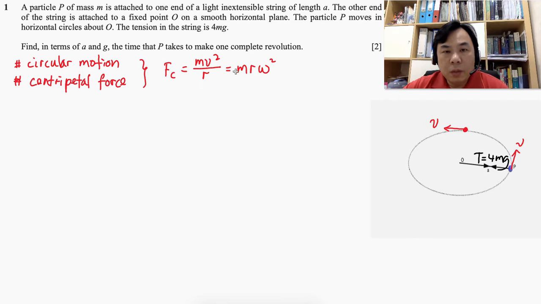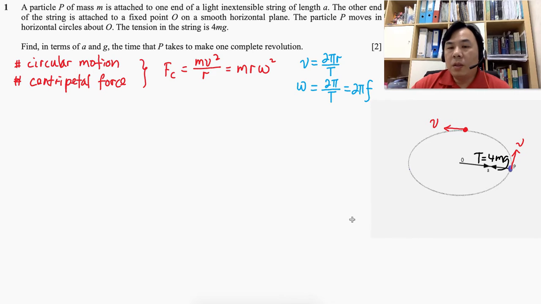Now, other formulas involved, don't forget: v is equal to 2 pi r over T, whereby omega is given by 2 pi over T, or you could use 2 pi f, where f is the number of cycles completed within 1 second. Once you list down all the relevant formulas, we are ready to start to analyze it.